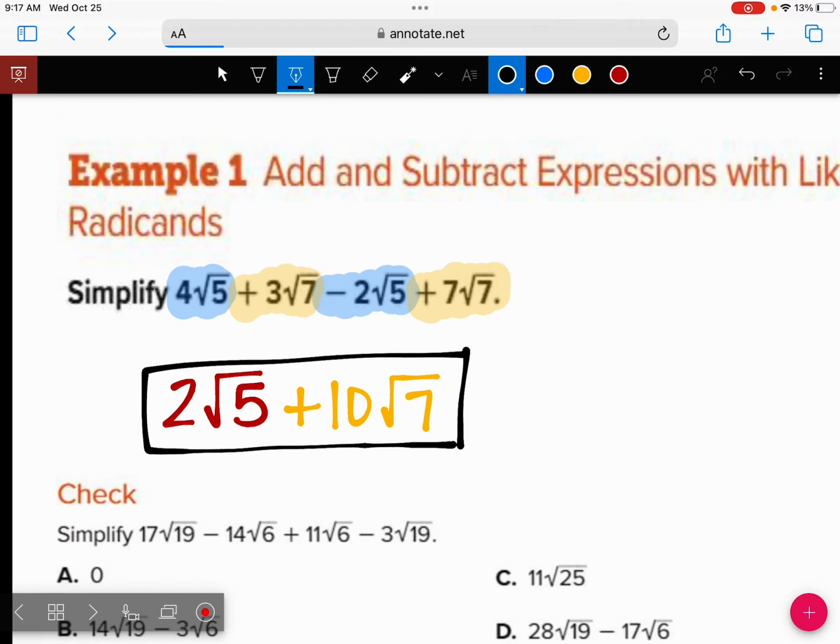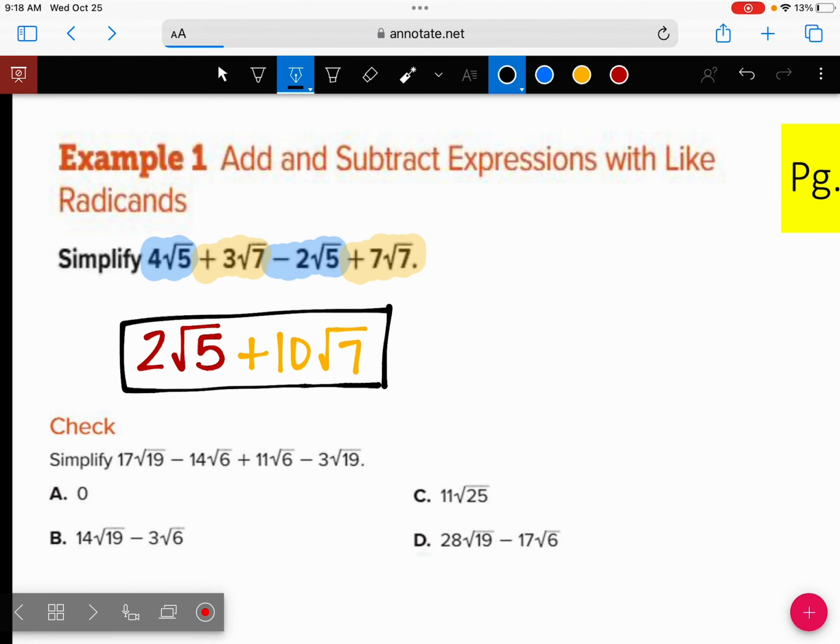All right, I want you to try to do the check by yourself. Try to do this check by yourself and circle the right answer. Which answer would you pick? So underline and circle the ones that are like terms.